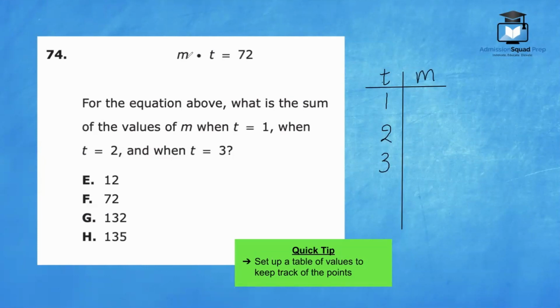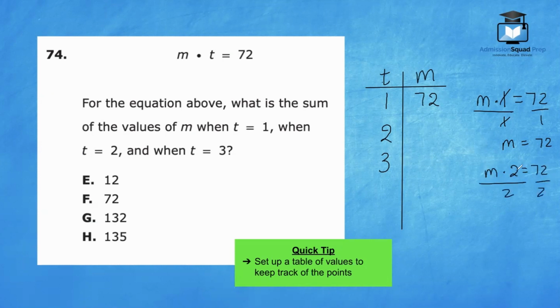The equation states that m times t equals 72. So if we have m times 1 equals 72 and we divide both sides by 1, we know that m equals 72. When t equals 2, we have m times 2 equals 72. We can divide both sides by 2 and we can see that m equals 36. And when t equals 3, we have m times 3 equals 72. We will divide both sides by 3, and now we have m equals 24.